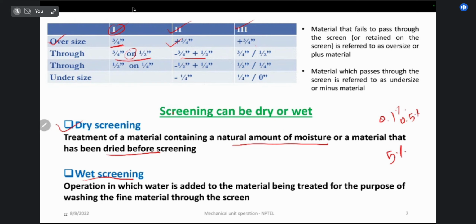Now in wet screening, we use some water. The main purpose is that sometimes the material is very fine, and if we go for dry screening, there are chances of losing the material. That's why we use wet screening. In that, we add a sufficient amount of water to make it wet, and then we do the screening operation.